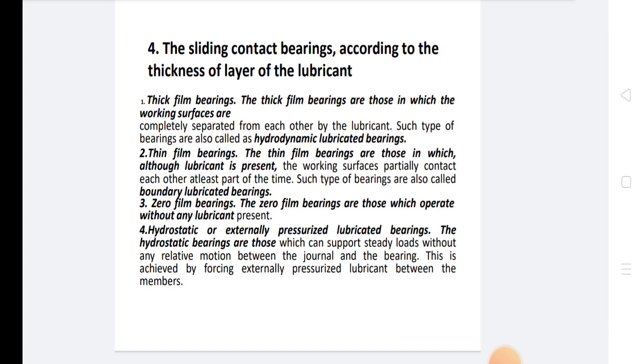And next, zero film bearings. Zero film bearings are those which operate without any lubricant present. And next, hydrostatic or externally pressurized lubricated bearings. Hydrostatic bearings are those which can support steady loads without any relative motion between the journal and the bearing. This is achieved by forcing externally pressurized lubricant between the members. So, thank you all.